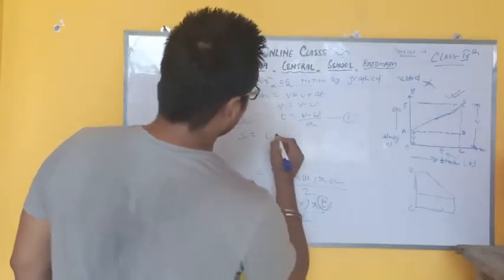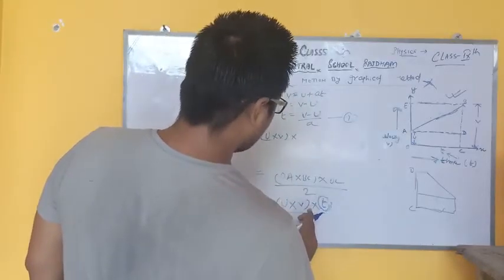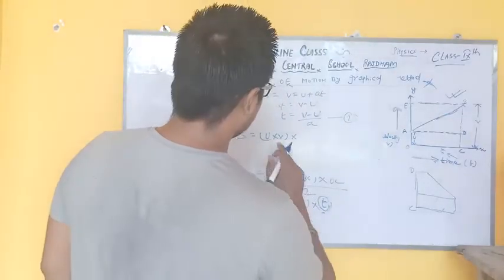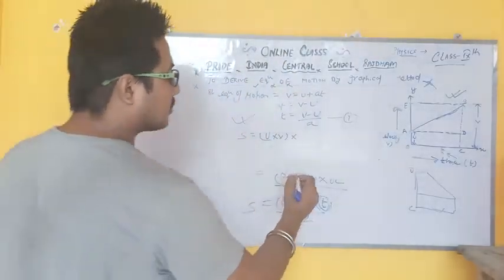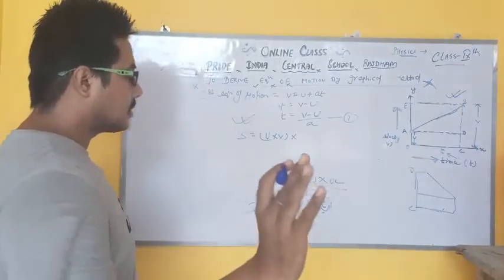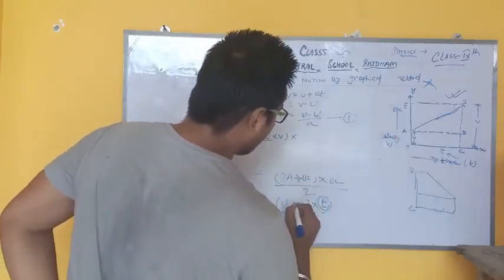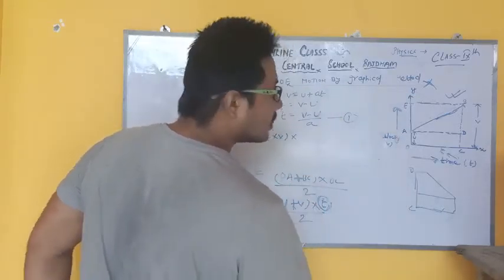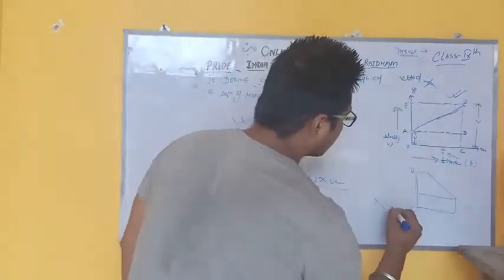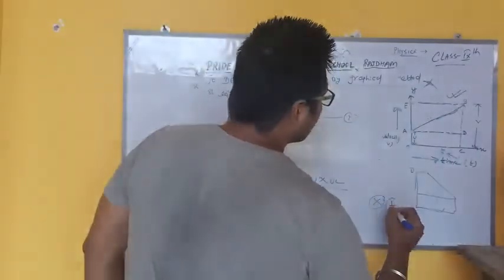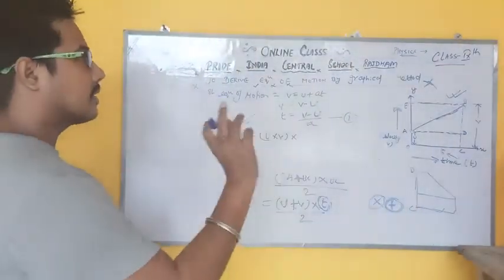S is equal to, I think this is U plus V, sorry. This is OA plus, the sum of the parallel sides, that will be plus, it will not be into. Sorry, by mistake I wrote into, because this is the sum of the parallel sides. Sum means it will be addition. It is not the multiplication of the parallel sides, but the sum of the parallel sides.